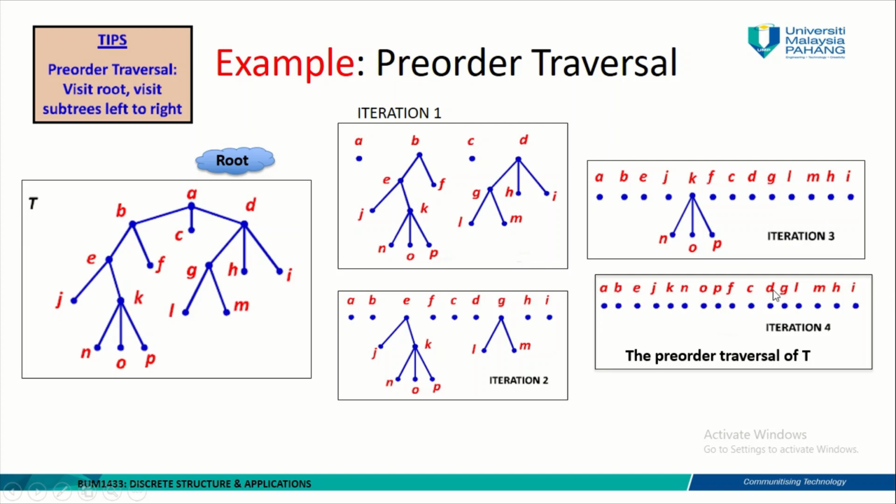There are no children. So we get the answer for the pre-order traversal: A, B, E, J, K, N, O, P, F, C, D, G, L, M, H, I. So this is the pre-order traversal of T.